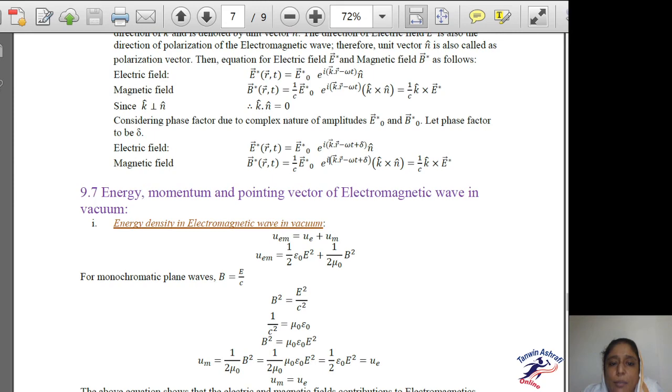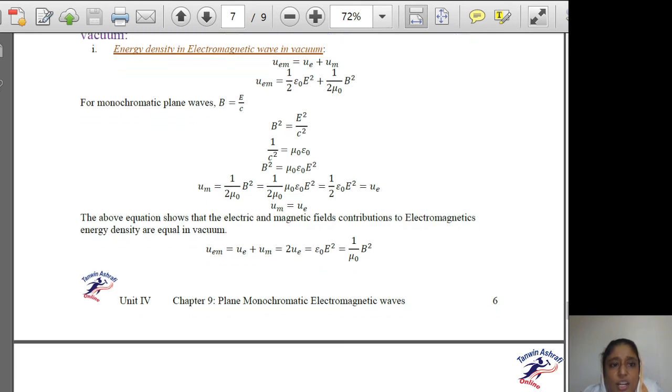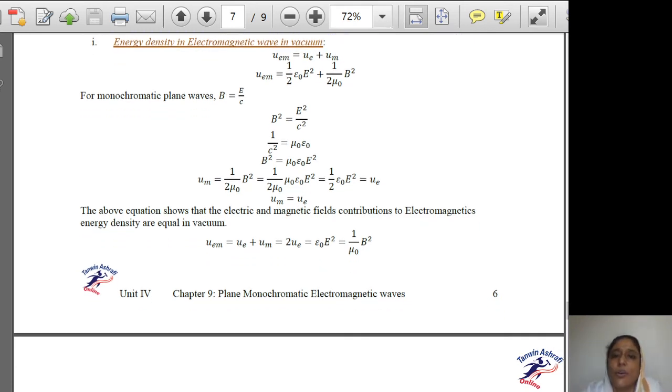Energy, momentum and Poynting vector of the electromagnetic wave in vacuum. Energy density. We have already discussed this in the same lecture: the electromagnetic energy density U is equal to the energy due to the electric field plus the energy due to the magnetic field. That is 1/2 epsilon naught E squared plus 1/(2 mu naught) B squared. For a monochromatic plane wave, B is equal to E by c. That means B squared is equal to E squared by c squared. And 1 upon c squared, as we know, is nothing but mu naught epsilon naught. We will substitute that value here.